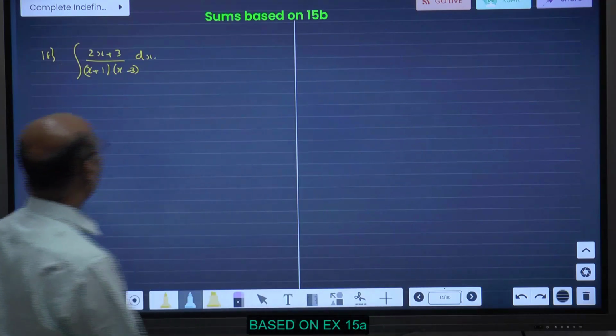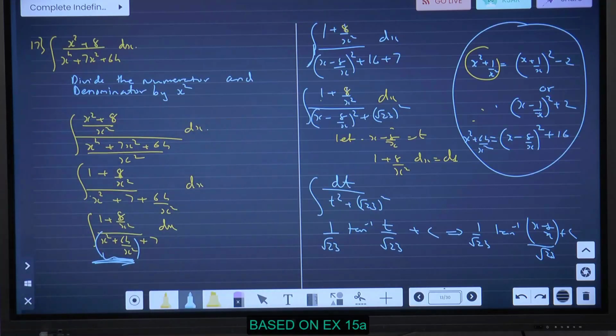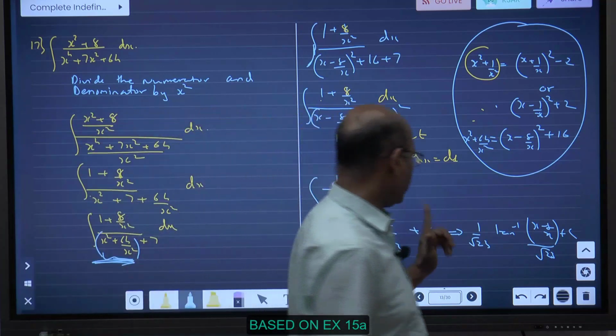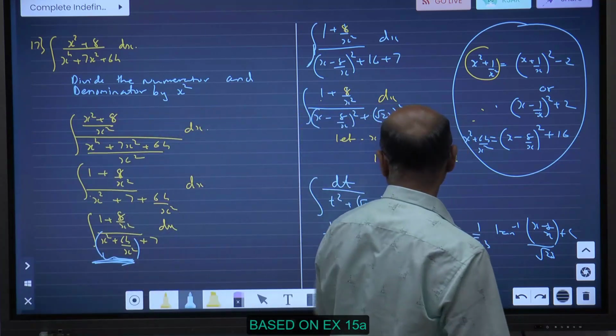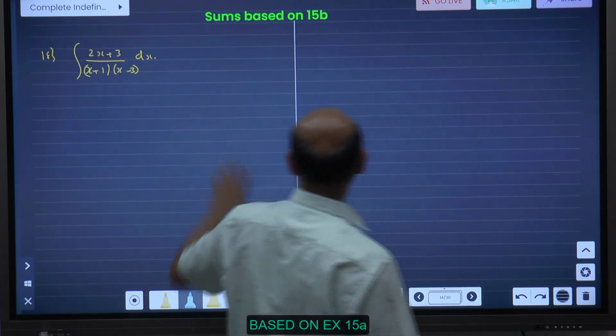Okay, next question. 15b. Okay, great. So dx upon, please understand how to do this question. Come on, quickly. I want you to have a good glimpse of this type here. Specifically, the first type is important for me. If you understood this, this is important. The next part is 15b.